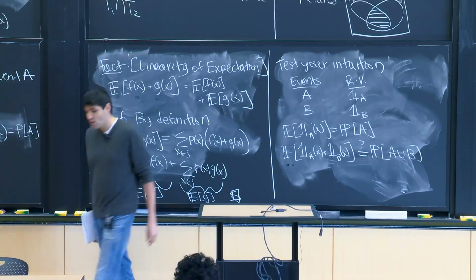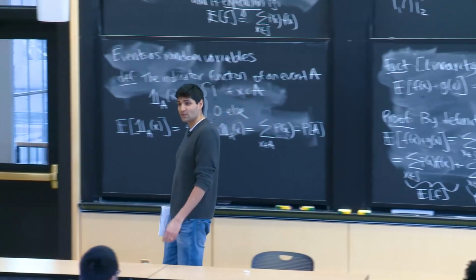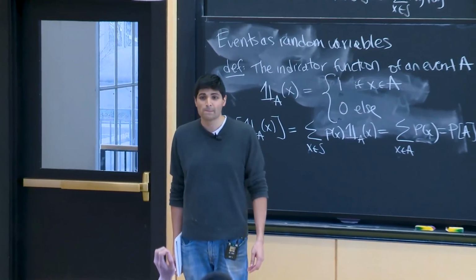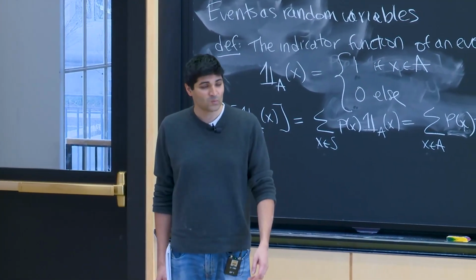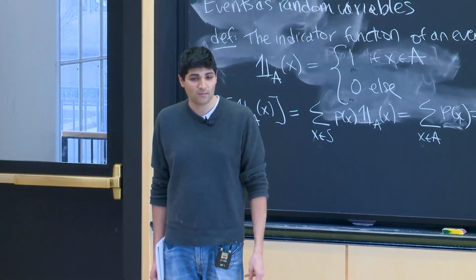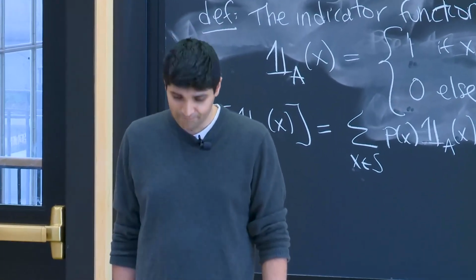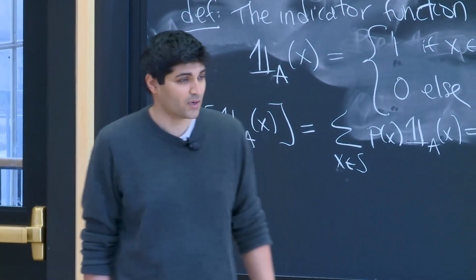So someone who said no, can you tell me what's wrong? I mean, it seems intuitive, but it's not true. Yeah? If A and B both happen, then it gets double counted on the left side, but not on the right side. That's right. That's right.